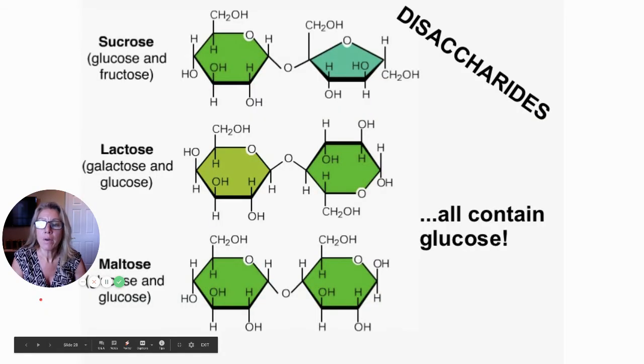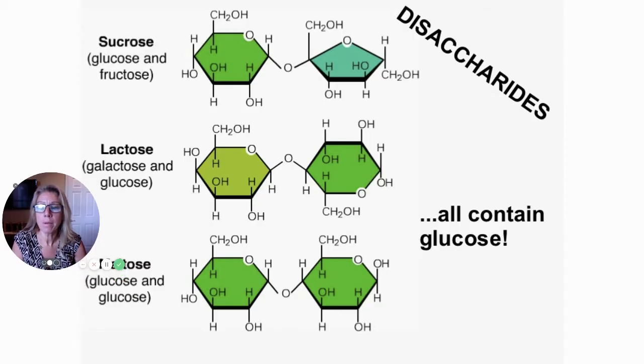Okay, now here are your three common disaccharides, okay? So all of them have in common that they all contain glucose in them. So it's either glucose plus fructose, or it's glucose plus galactose. Now, so this lactose, this is milk sugar. And so its components are glucose plus galactose.